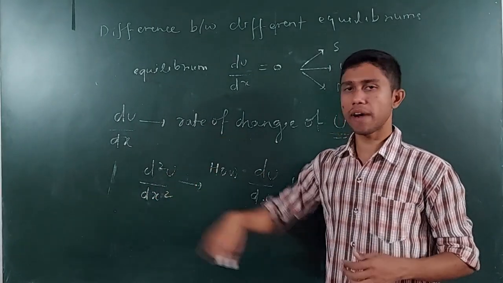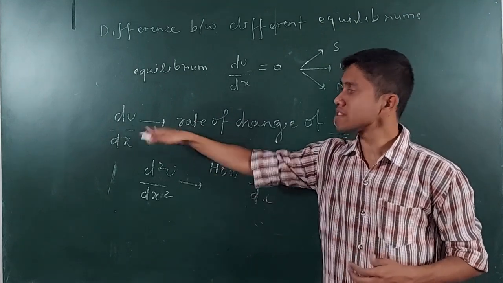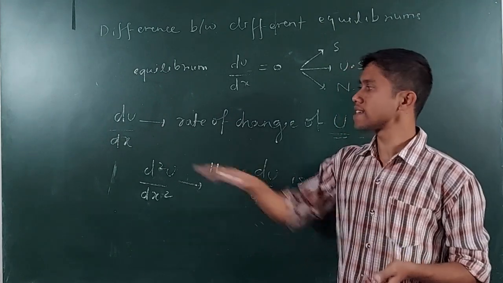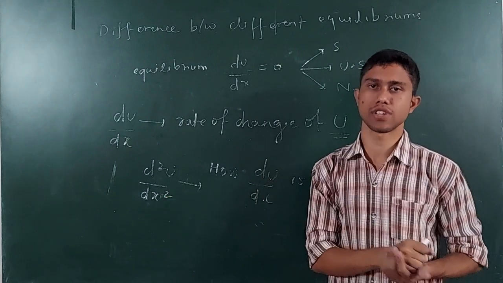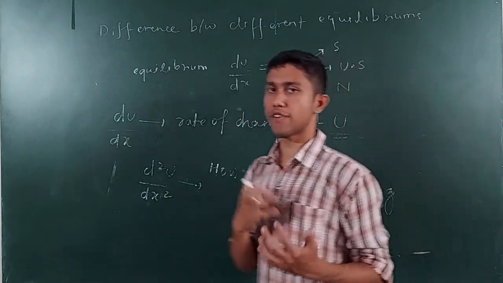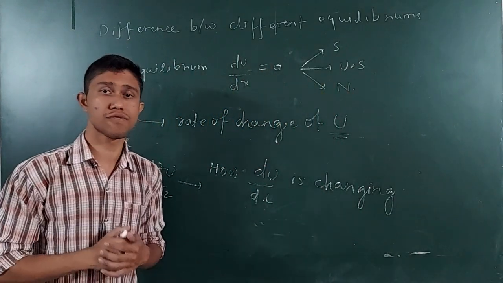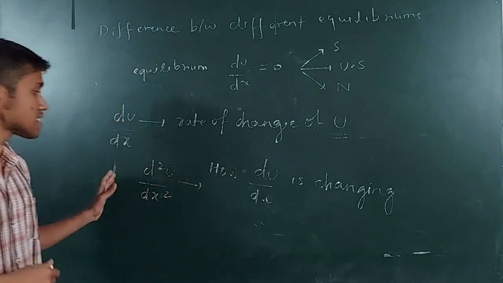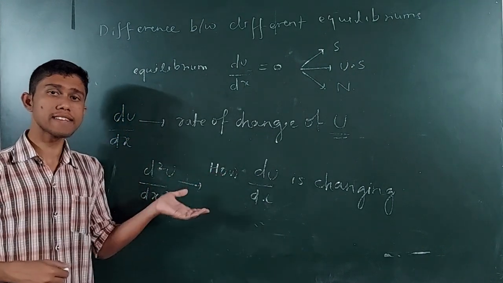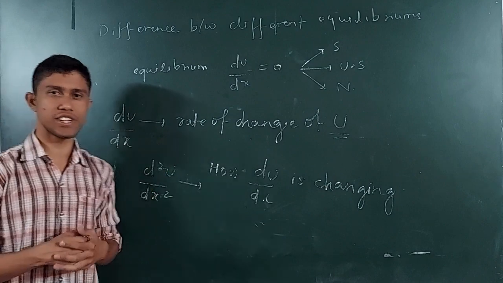But what is d square u by dx square? It means how is this changing? Understood? It is like velocity and this is like acceleration. So you have understood the difference between acceleration and velocity in terms of displacement. Similarly, what is d square u by dx square? It is how this du by dx is changing.